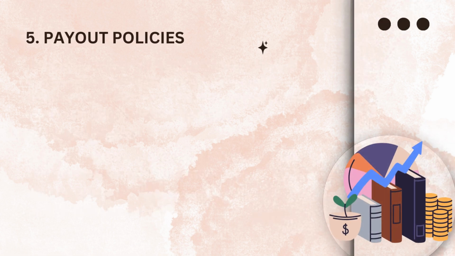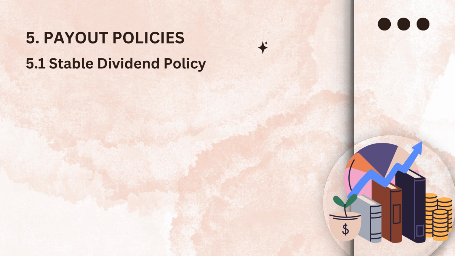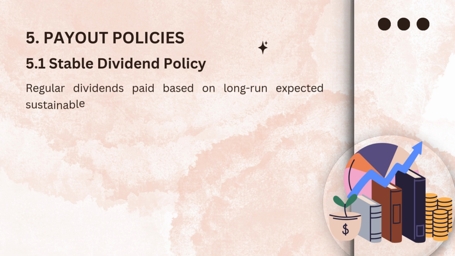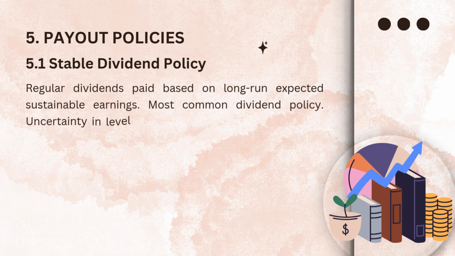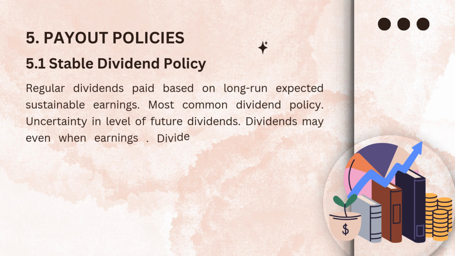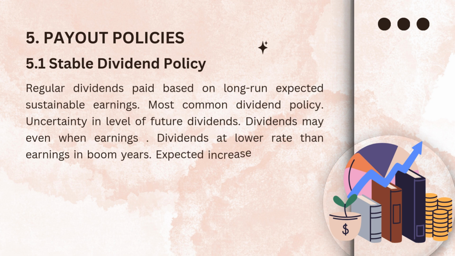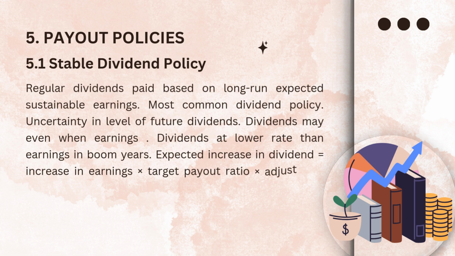5 Payout policies. 5.1 Stable dividend policy. Regular dividends are paid based on long-run expected sustainable earnings. This is the most common dividend policy. There is uncertainty in the level of future dividends. Dividends may even lag earnings, growing at a lower rate than earnings in boom years. The expected increase in dividend equals the increase in earnings times the target payout ratio times the adjustment factor.